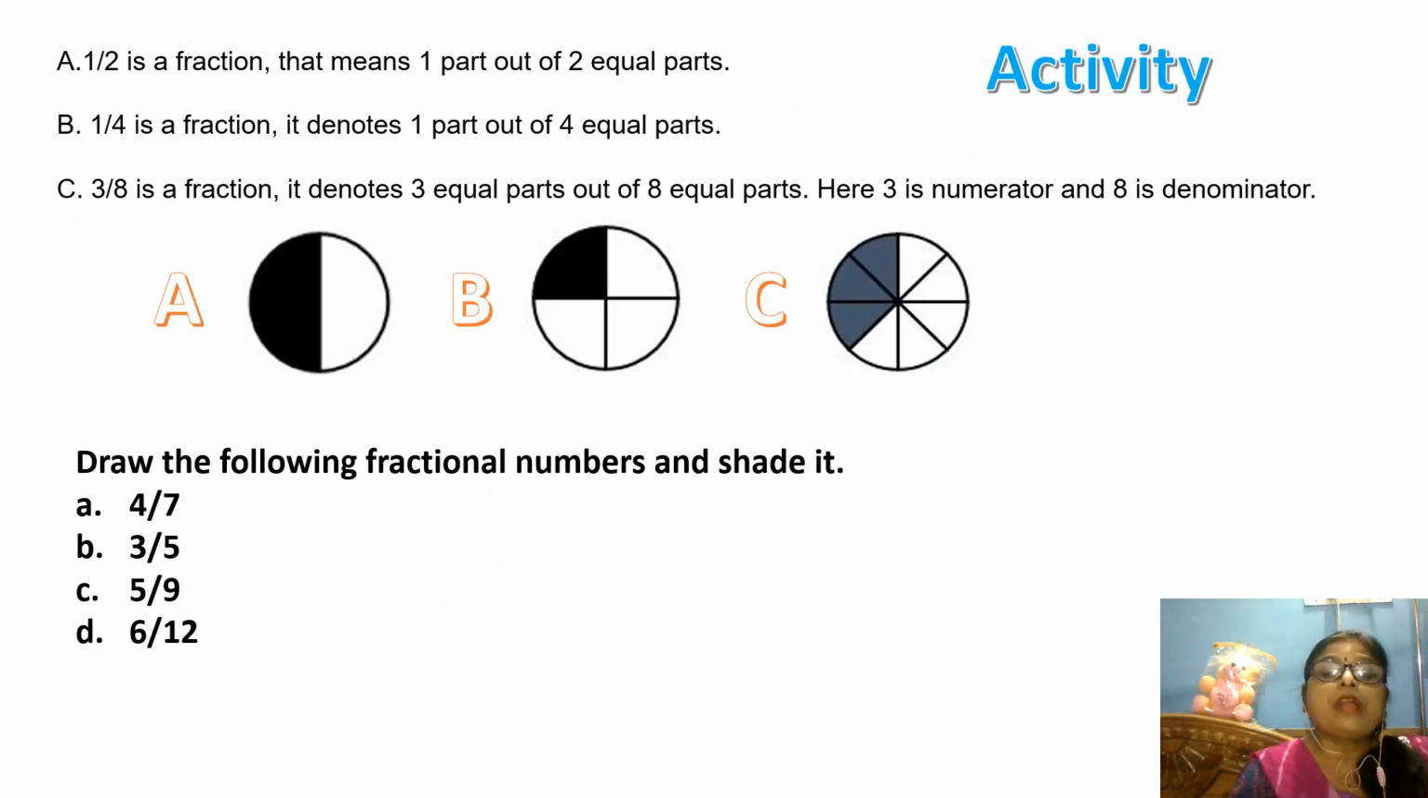Student, this is your activity. 1 by 2, it is given as a fraction. In A, you are seeing 1 by 2 means one part out of two equal parts. Next, B, 1 by 4 is a fraction, it denotes one part out of 4 parts. Next one, 3 by 8, that is a fraction. It denotes 3 equal parts out of 8 equal parts. So 3 is the numerator and 8 is the denominator.